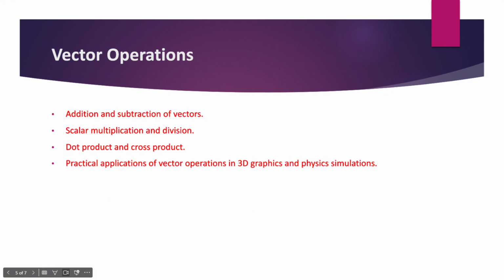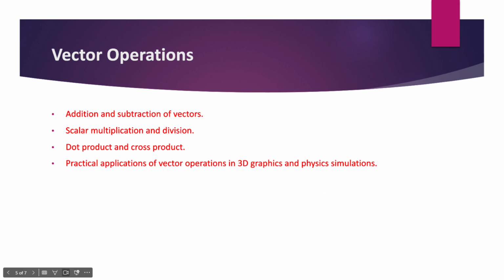Number 1. Addition and subtraction of vectors. Definition. When two vectors are added or subtracted, their corresponding components are added or subtracted respectively. Practical application. In 3D graphics, adding or subtracting vectors can be used to translate objects. For example, when moving a 3D object in a game environment, vectors are added to its position vector to represent movement in different directions.